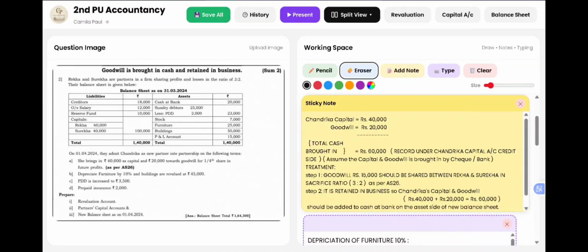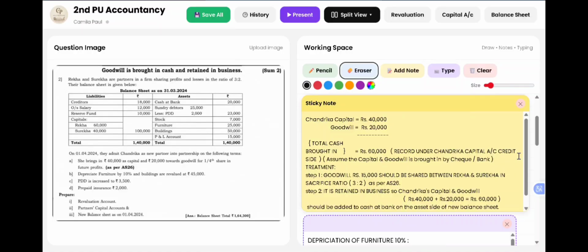Now moving on to the adjustments given here. Regarding the first adjustment, Chandrika brings in 40,000 as capital and 20,000 as goodwill, and the goodwill is retained in the business. So Chandrika's capital is 40,000 and goodwill she brings in is rupees 20,000. Total 60,000 rupees is brought in by Chandrika, which should be recorded on Chandrika's capital account on the credit side.